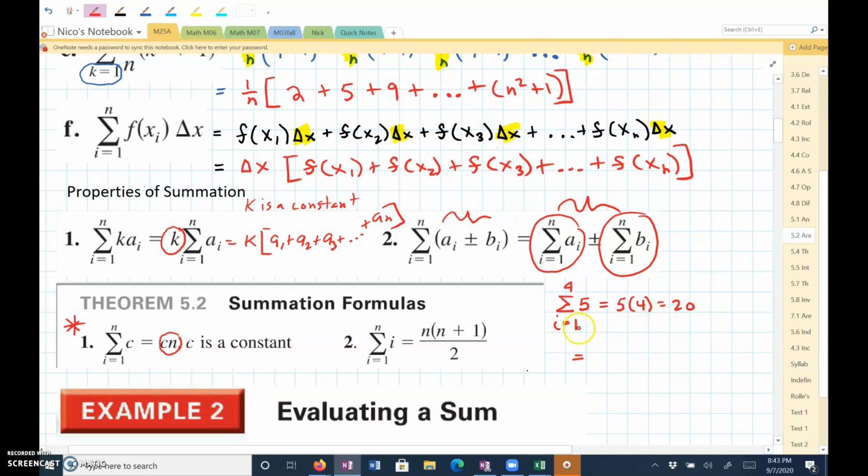Okay? The other thing that you could have done: when i is 1, you're going to have 5. i is 2, you're going to have 5. i is 3, you're going to have 5. i is 4, you're going to have 5. 5 plus 5 plus 5 plus 5 is 20. So that's a nice little shortcut.